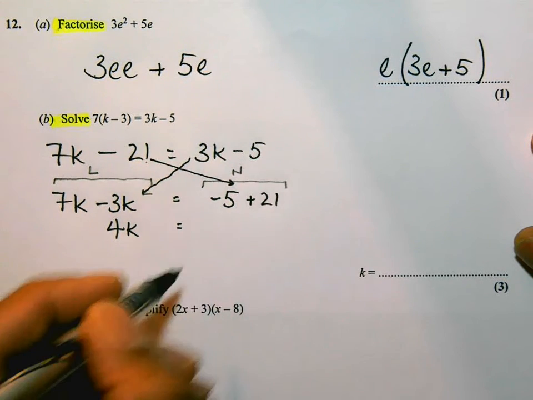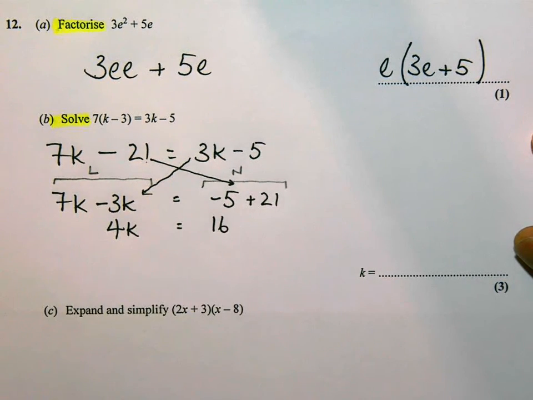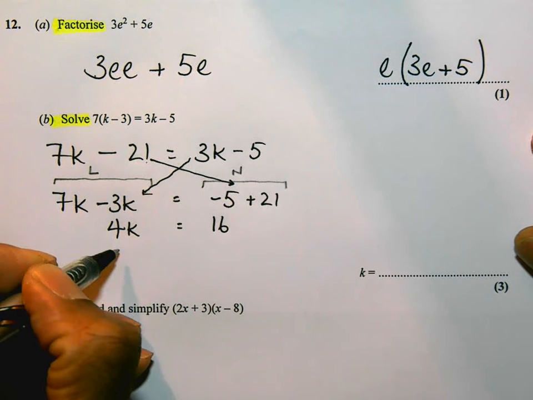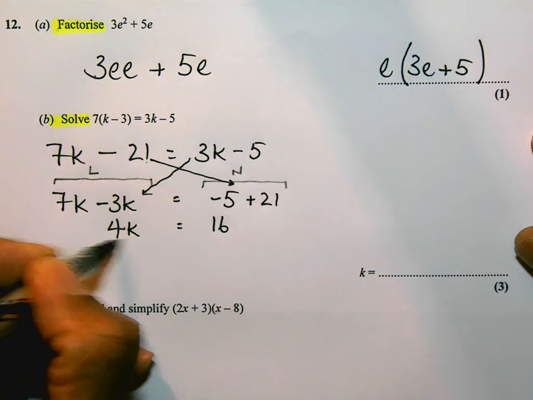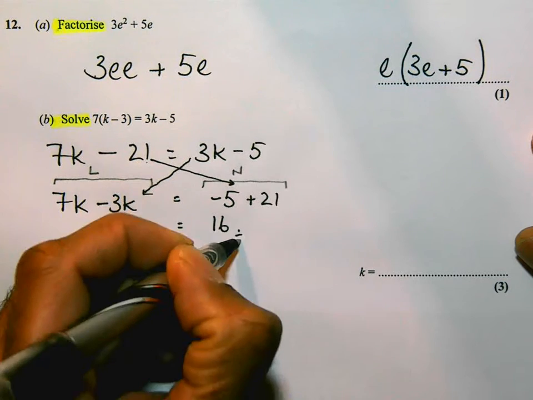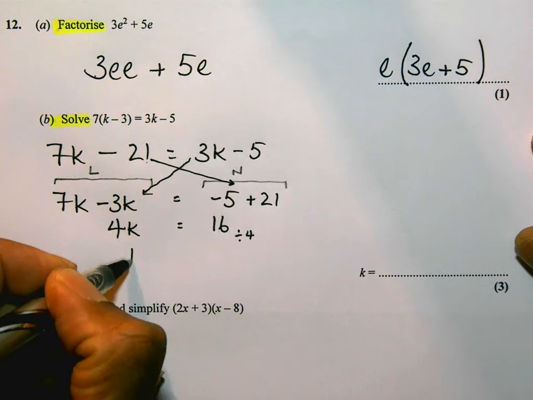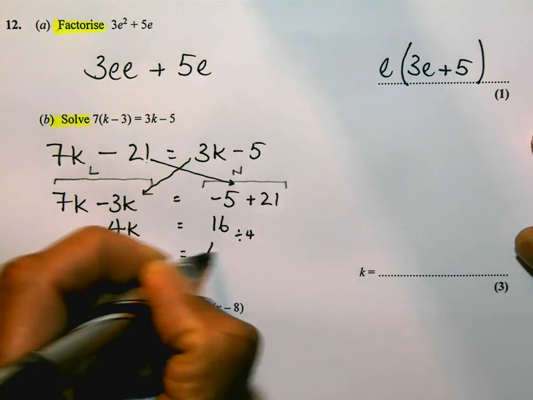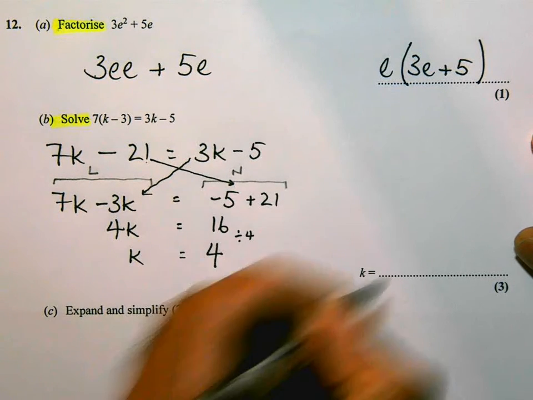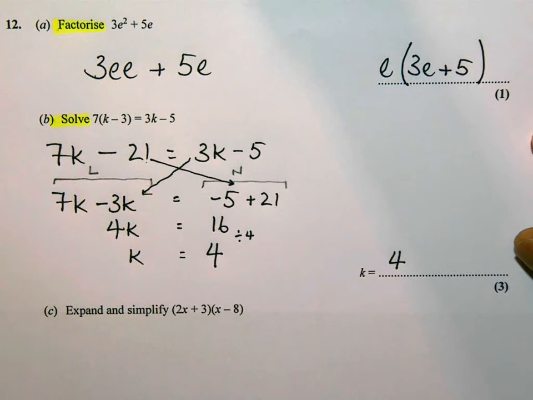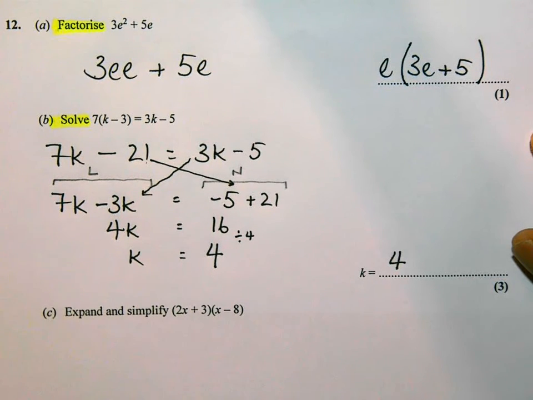Now I need to get rid of the 4 in front of the k. That's 4 times k. So the opposite of timesing by 4 is to divide by 4. So k is equal to 16 divided by 4, which is 4. And that's my answer. Okay, so as I said, a straightforward question. 3 marks for it. Make sure you can do it and make sure you can get all the marks in there. You will get questions of this type. Make sure you do understand them.